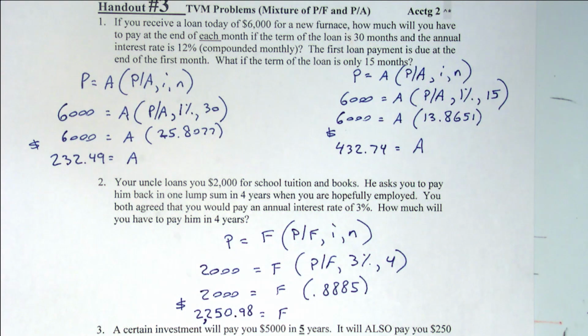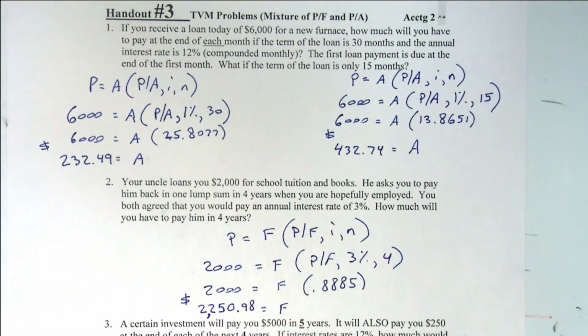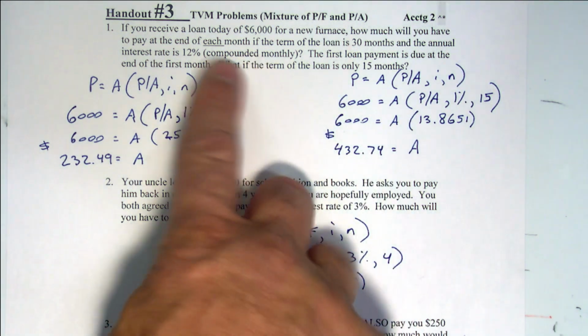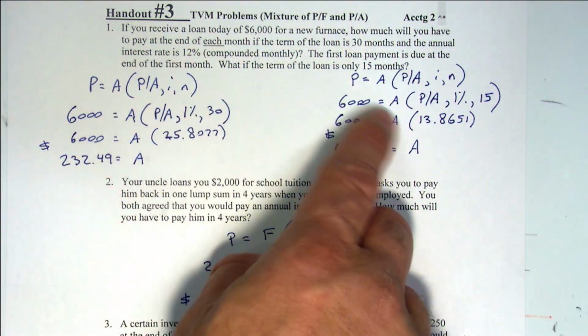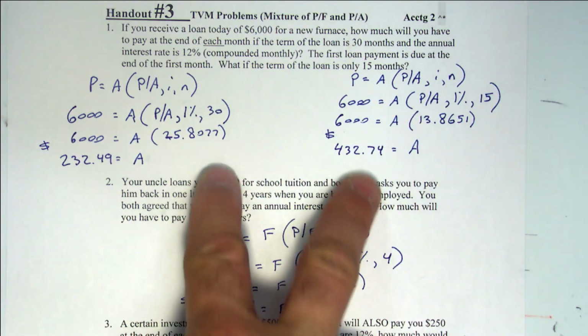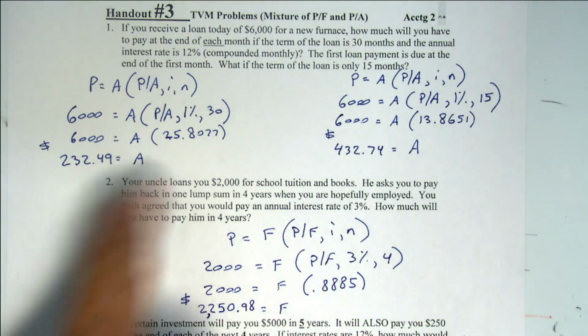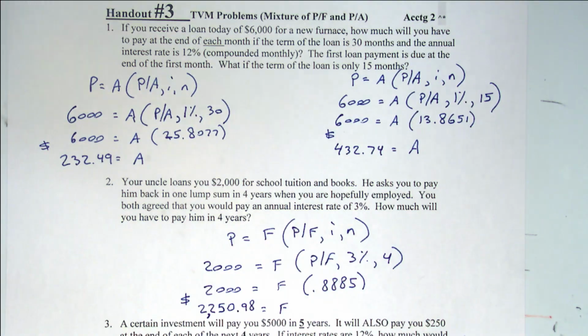But this time value of money handout number 3 that we're looking at right here, you had to decide if it was a P of A problem or a P of F problem. So remember, if it's a recurring cash flow that they're discussing, it is a P of A problem, like when you're asking how much will you have to pay at the end of each month. So it's a P of A problem. Always ask, is your answer reasonable? This is another example where if you have time, cover up your answer and do it again and see if you arrive at the same answer.